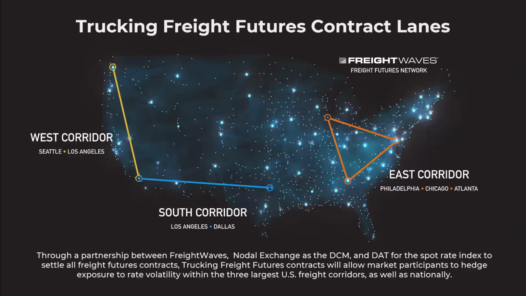The lanes selected include, on the west, Seattle to Los Angeles and back to Seattle. In the south, we've got LA to Dallas, Dallas back to LA. And then in the east, we have a triangle: Chicago to Atlanta, Atlanta to Philadelphia, Philadelphia back to Chicago. Those routes comprise the 7 individual lanes, and from that we've created 3 regional contracts: in the West, the Seattle-LA routes; in the South, the LA-Dallas routes; and in the East, the triangle. From those three regional routes, we created a national index. So we've created 11 futures contracts, which are listed on the Nodal exchange and cleared against an index price being produced by DAT.